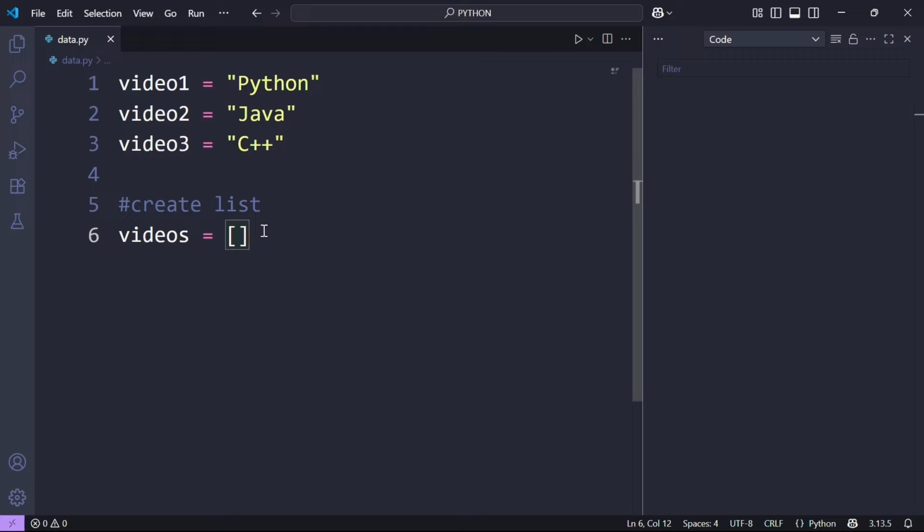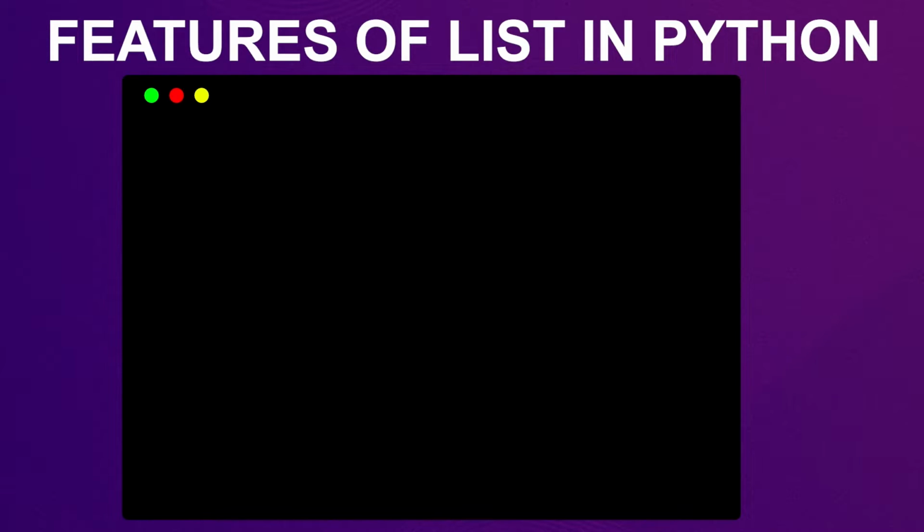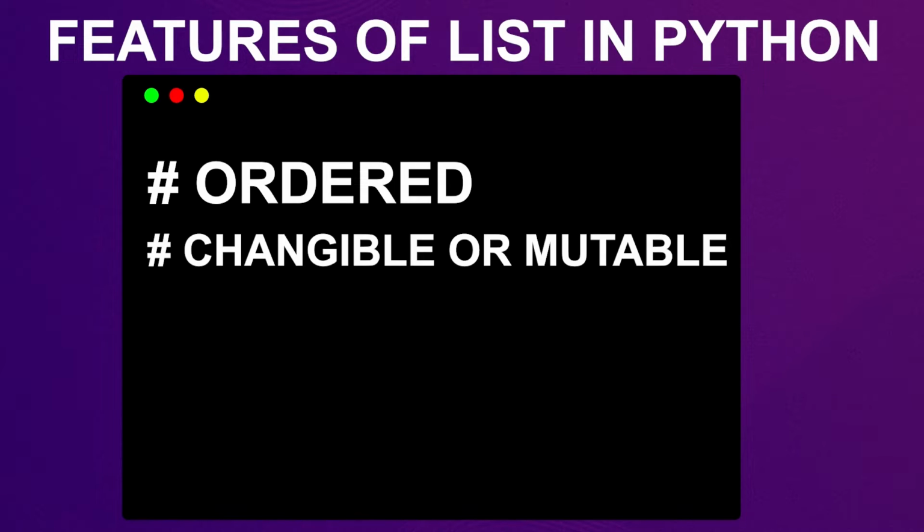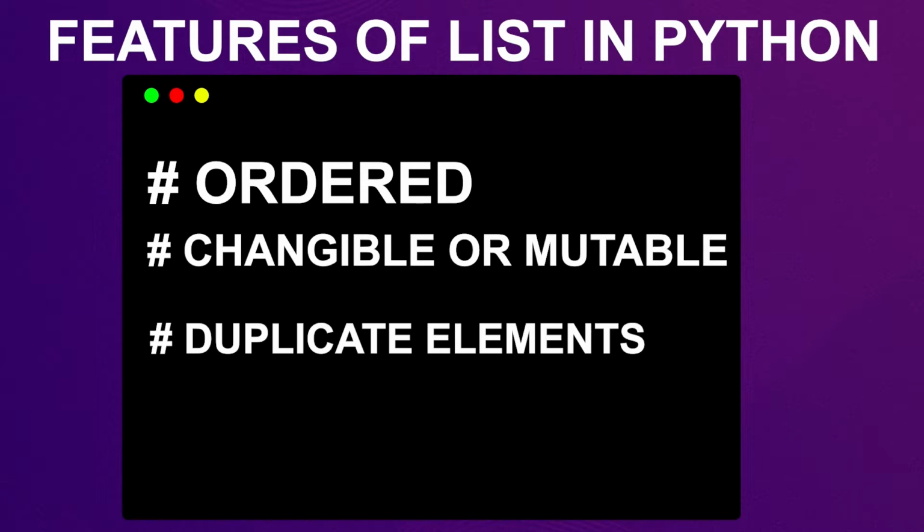Just like your playlist, you can put the videos in any order. You can add the same video twice, and you can change it anytime. So in Python, a list is ordered, is changeable, allows duplicates of items, and can store multiple items efficiently, which may also be different.